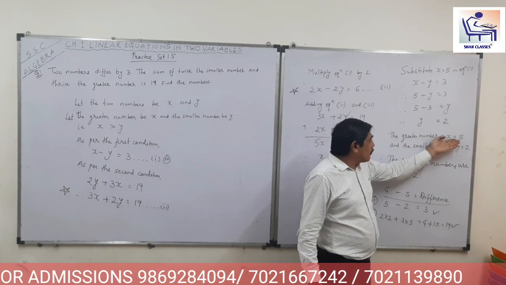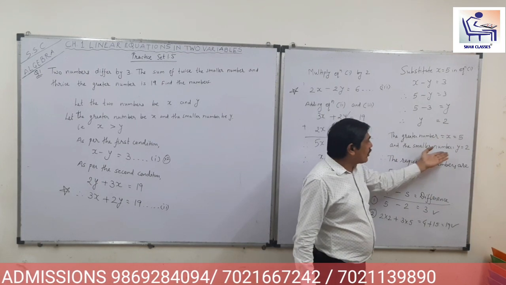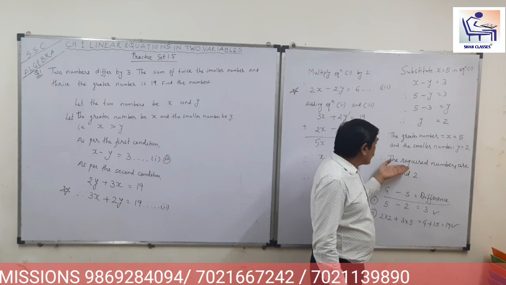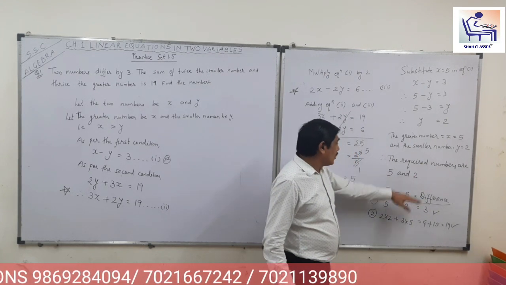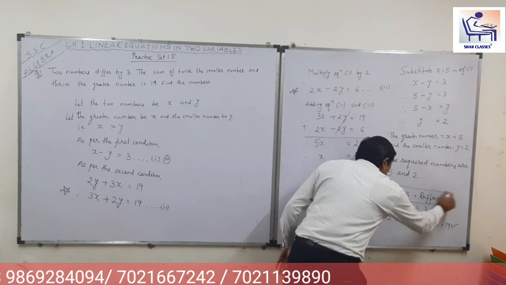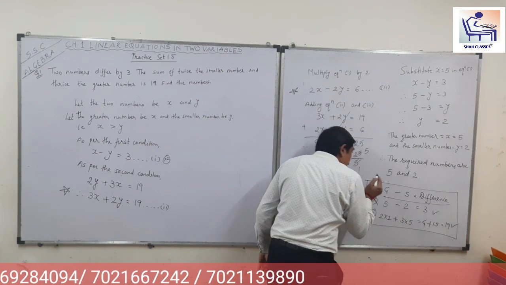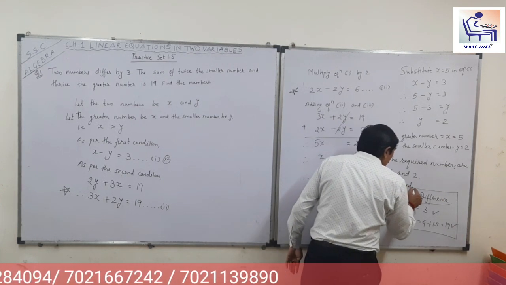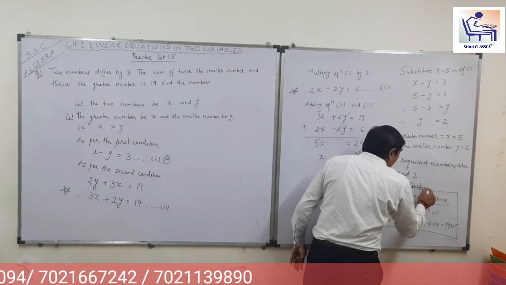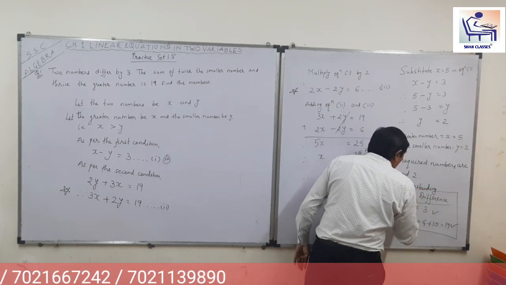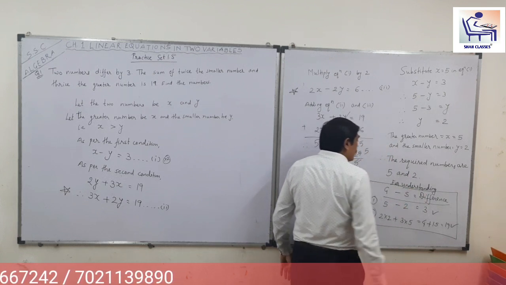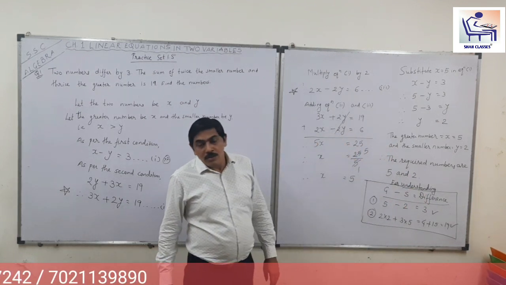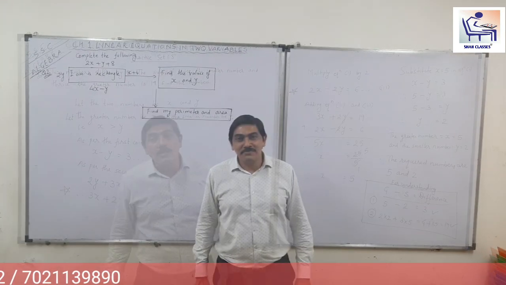So you got the greater number, x is equal to 5, and the smaller number, y is equal to 2. So the required numbers are 5 and 2. So this is your solution, okay, and this is just for your understanding purpose. No need to write this part, just for understanding. Don't write in your exam. Now we will move to the next.